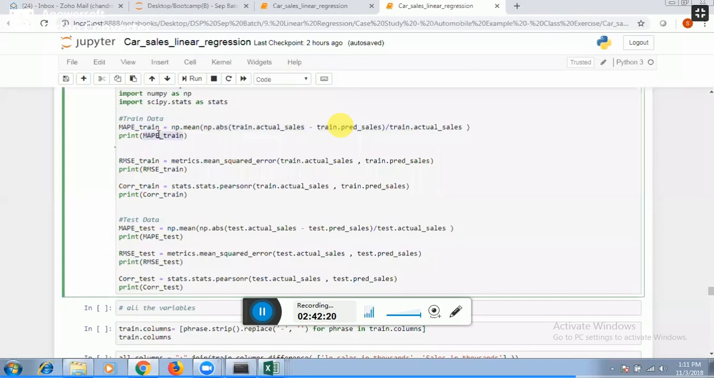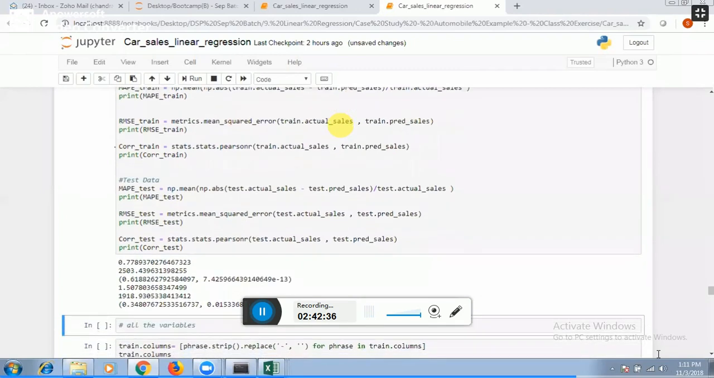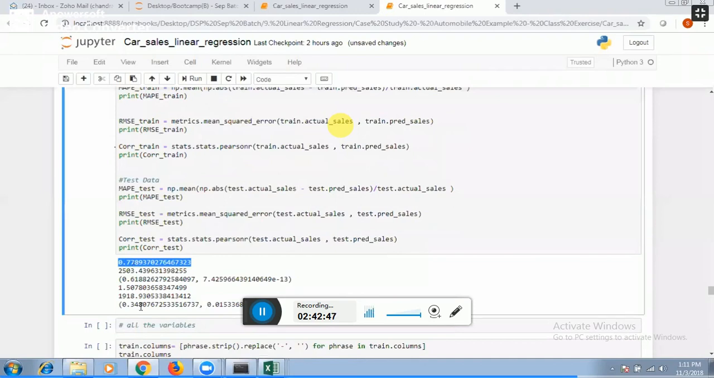Calculate the MAPE for train data, and RMSE for train data, and correlation for train data, and similarly for test data. So this is what I'm looking at. Now you can see that these are my train related metrics, and these are my test related metrics. This is my MAPE for train data, MAPE for test data, and this is for RMSE, this is for RMSE, and here the correlation is 61, here it is 34% correlation.